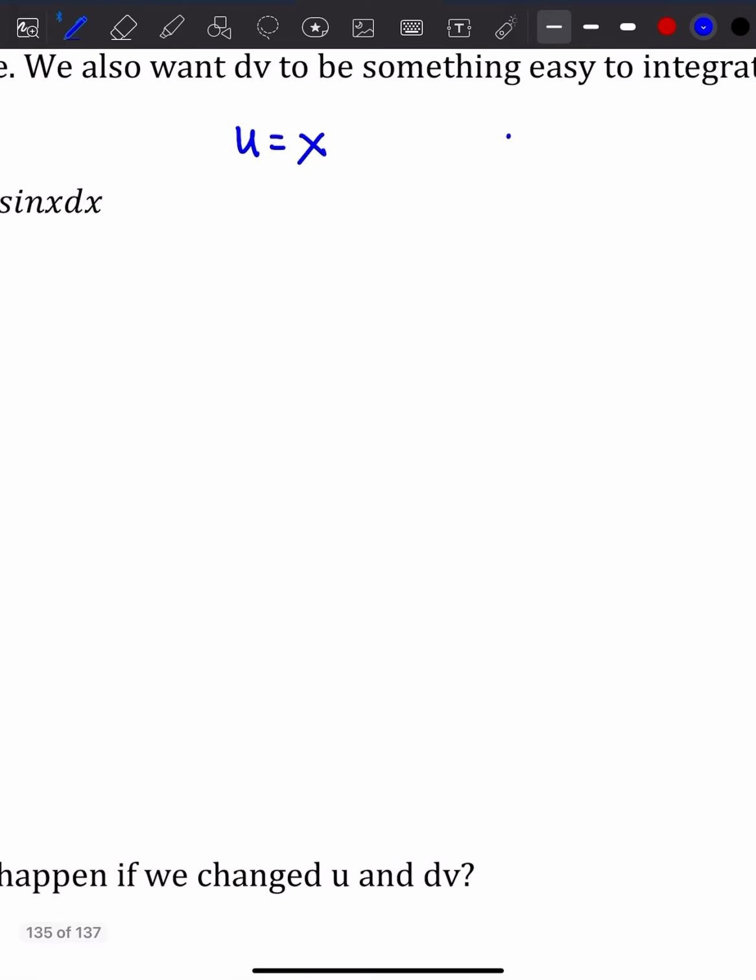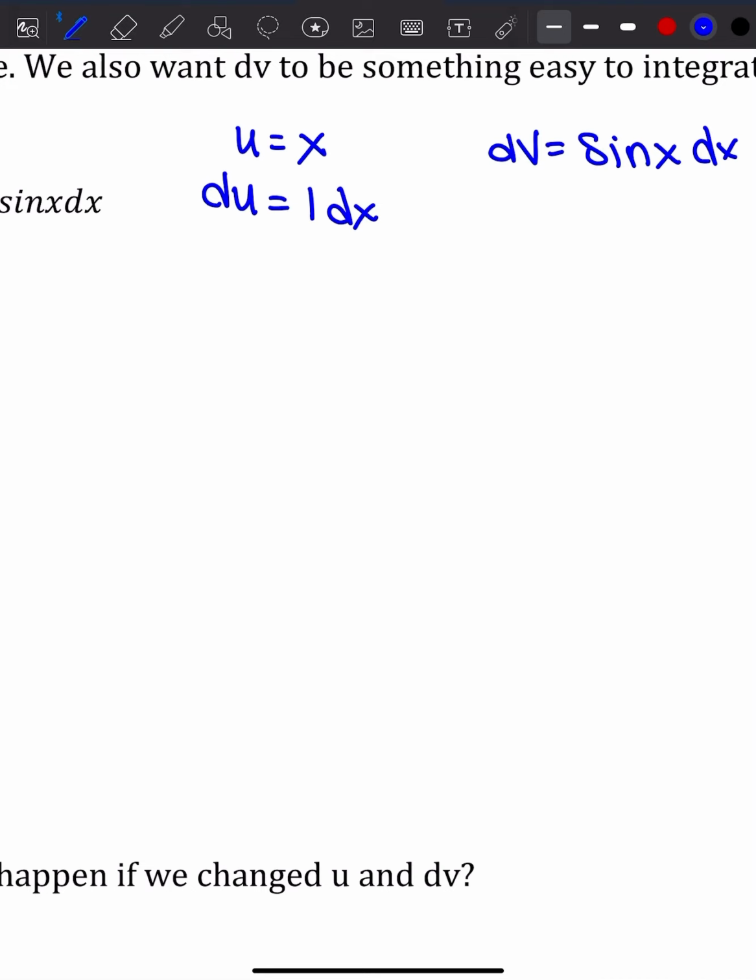dv, we're going to make it sine of x with that dx. So we have u, we need du later on. We have dv, we need v. So when we do du, we need to take the derivative of u. du is equal to 1 dx, or just dx.